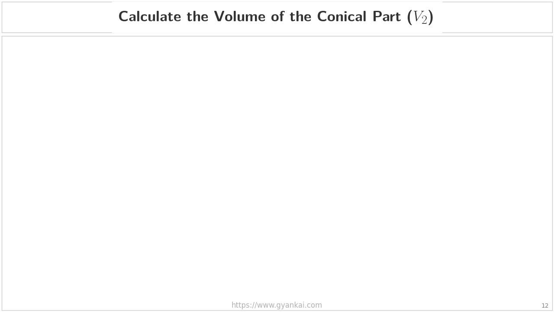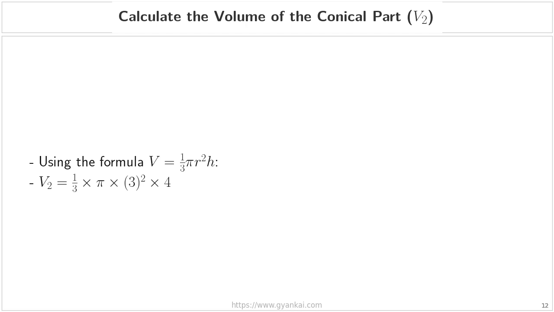Calculate the volume of the conical part, V2. Now that we have successfully calculated the volume for the cylindrical base, let's move on to the second part of our silo, the conical roof. To find the volume of this conical part, which we'll call V2, we will use the standard formula for the volume of a cone, which is 1/3 pi times the radius squared times the height. Looking at our dimensions from the previous slides, we know the radius is 3 meters and the height of this specific conical section is 4 meters.